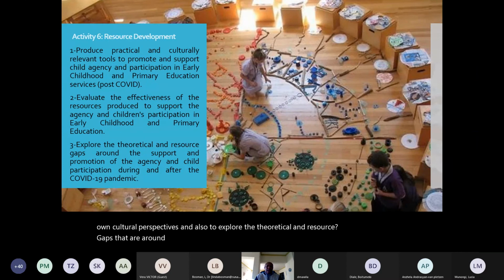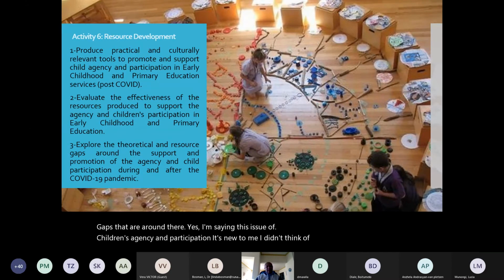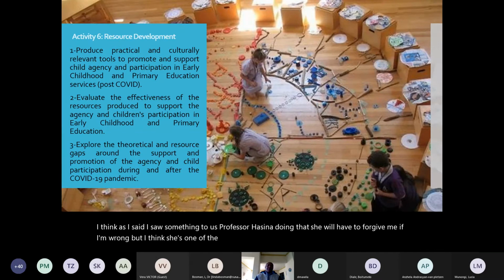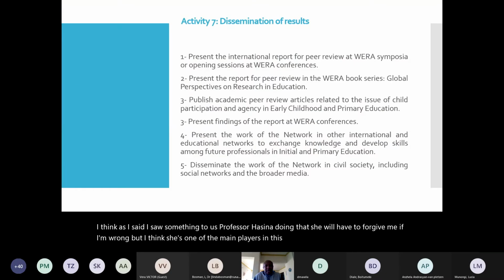As I'm saying, this issue of children's agency and participation, it's new to me. I didn't think of it until I Googled around, and I think, as I said, I saw something towards Professor Hasina doing that. She will have to forgive me if I'm wrong, but I think she's one of the main players in this field who can guide us better in this.